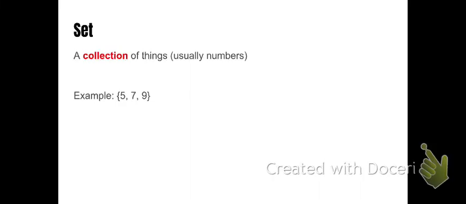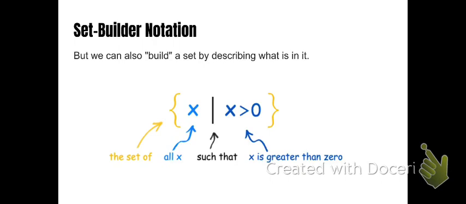Here I'm going to talk about set builder notation and interval notation and using it to write our domain and range. So first off, a set is a collection of things. It's usually numbers, and notice the brackets, the shape of the brackets around those numbers here. This is the basic format for set builder notation. So you can build a set.